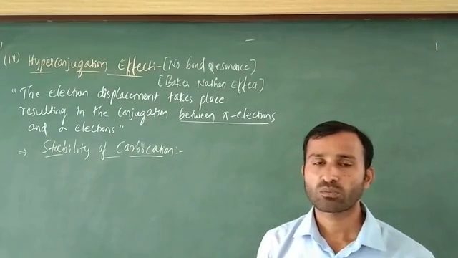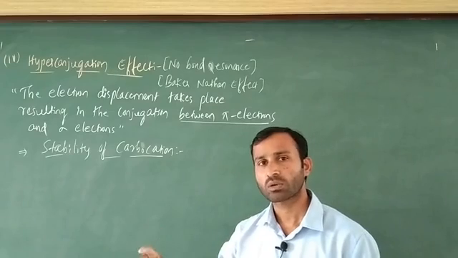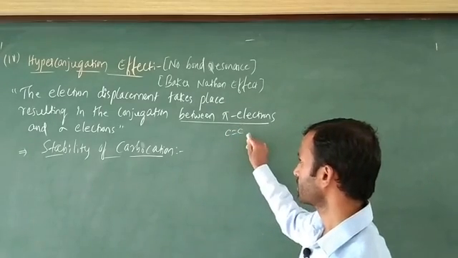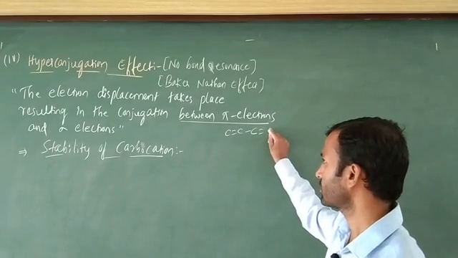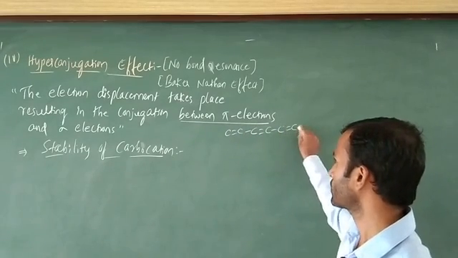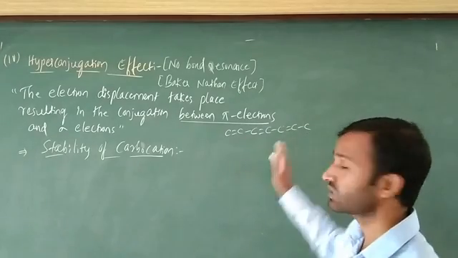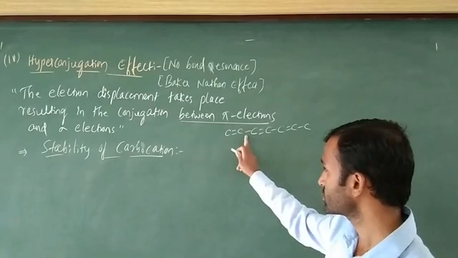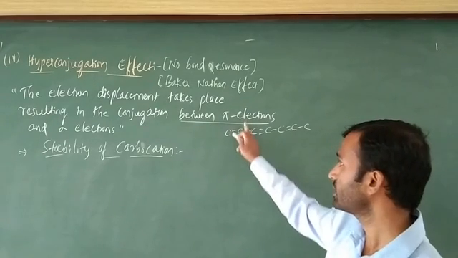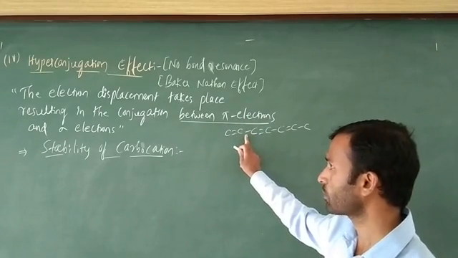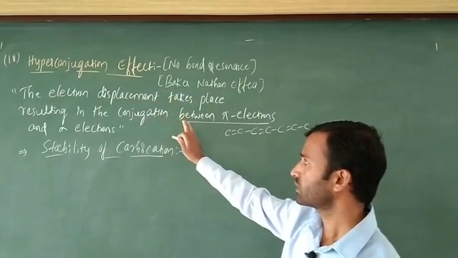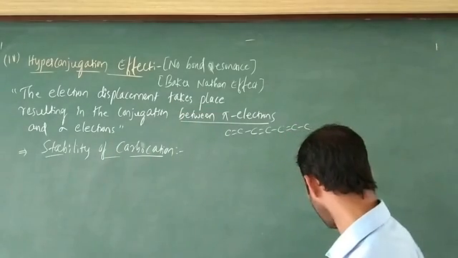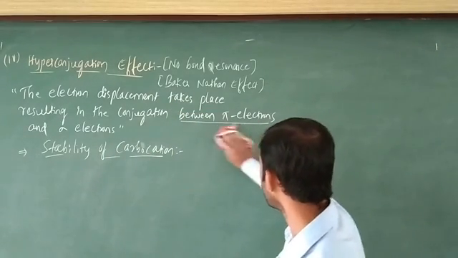What is the meaning of conjugation? Double bond, single bond, double bond, single bond, that indicates conjugation. Here a carbon-carbon double bond is there, after that a single bond, next a double bond, next a single bond, next a double bond, next a single bond. This process indicates conjugation. Where there is conjugation, it takes place between pi bonds and sigma bonds. Hyperconjugative effect only takes place in a conjugation between pi electrons and sigma electrons. That is how we are going to study it.